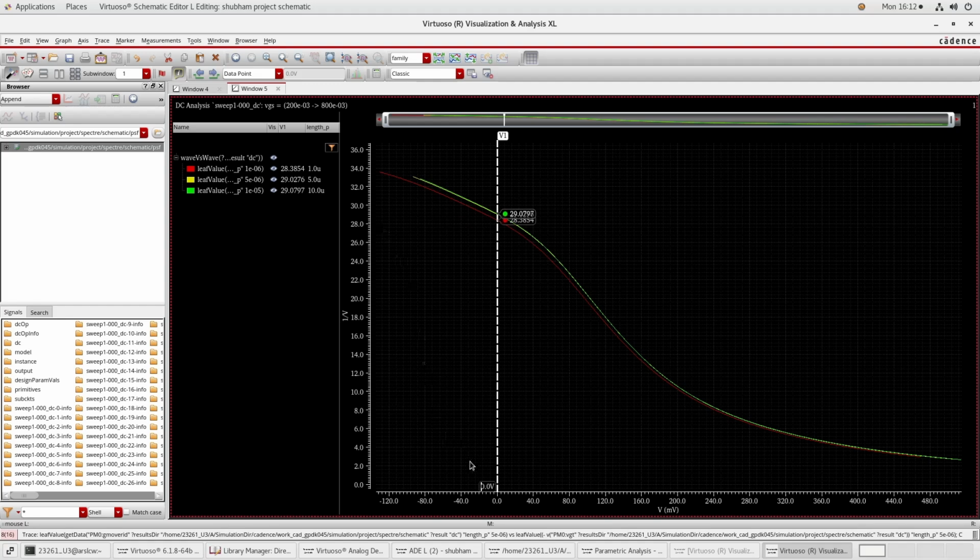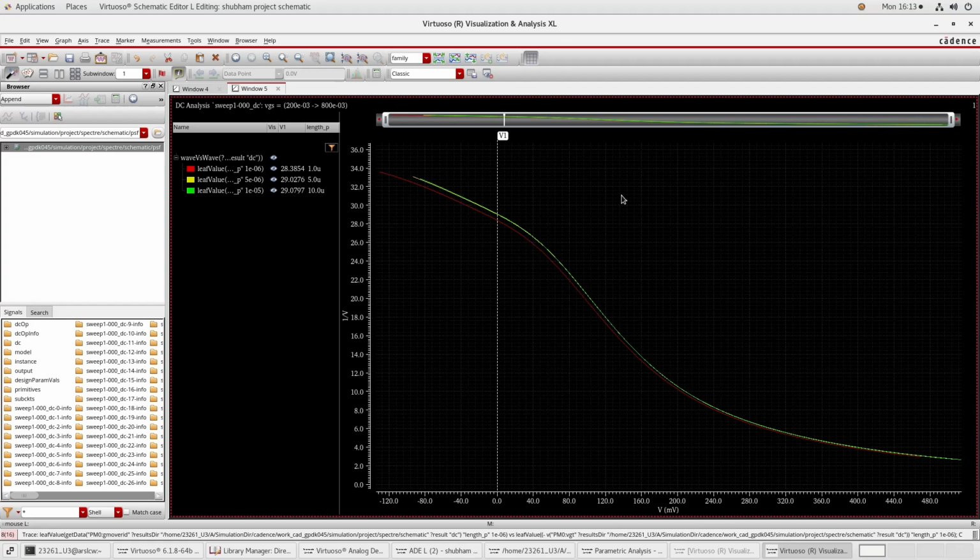Below VTH, VGS less than VTH, my V overdrive will be less than 0, and my gm over ID will be greater than, suppose I say, 30. So above 30, this region is the weak inversion region. So V overdrive less than 0 millivolt, our gm over ID will be greater than 30, and it will be in the weak inversion region. It's simple.